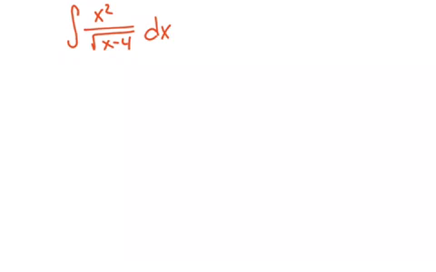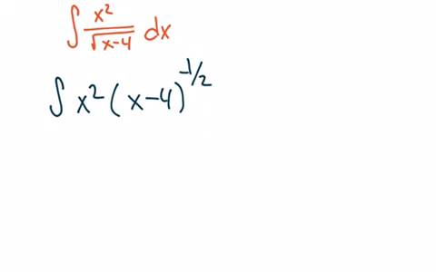So in this particular problem, what do we want to do? Well, we want to write it as x squared, x minus 4 to the negative 1/2. In general, if you're not sure what to do, look at the problem with everything as exponential as possible. All right, so now what am I going to do?